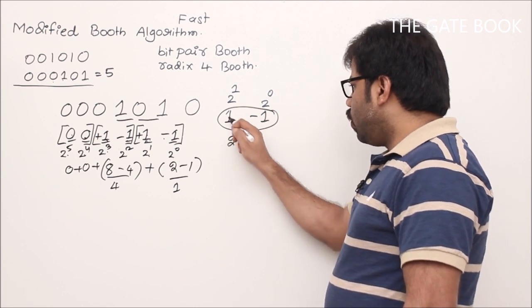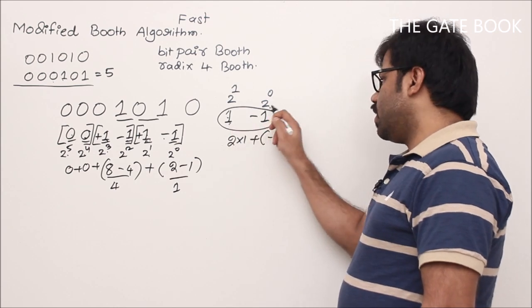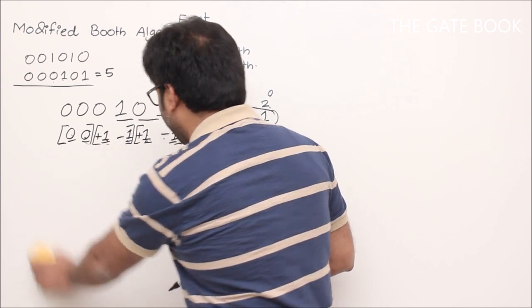That is nothing but 2 into 1 plus minus 1. The weightage for this one is 2. The weightage is 1 here. So it would be 1. This is the way I'm going to convert everything now.